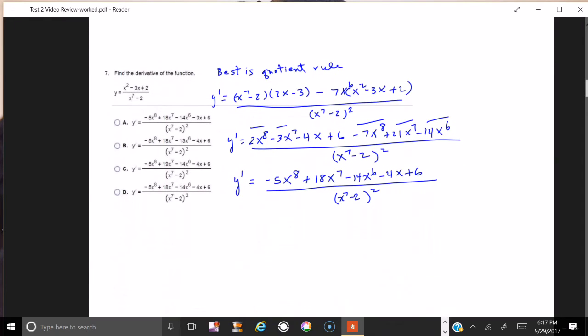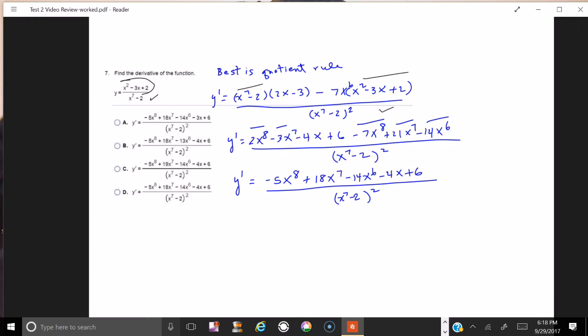Now this particular one, there's no easy way around it. The best thing to do is just go ahead and use the quotient rule, and that says that you take the denominator times the derivative of the numerator, which is 2x minus 3, then minus the numerator, which is x squared minus 3x plus 2, times the derivative of the denominator, which is 7x to the 6, all divided by the denominator squared.